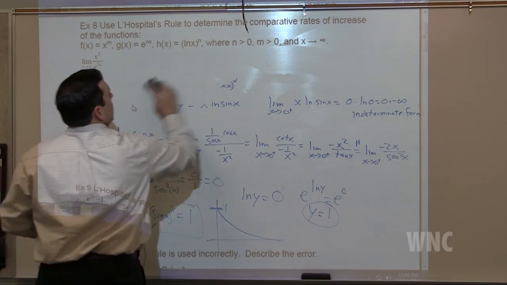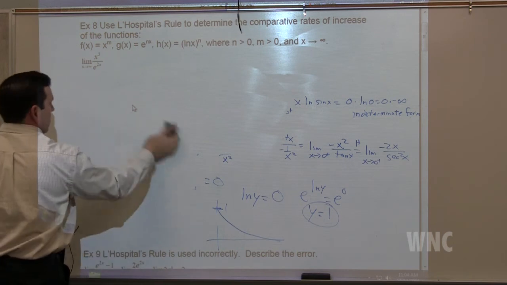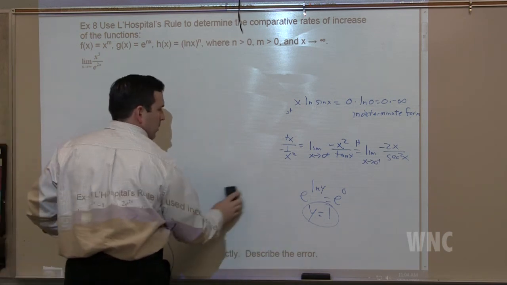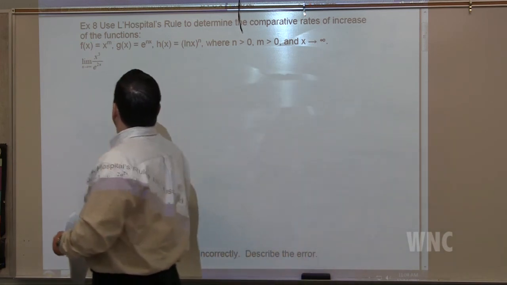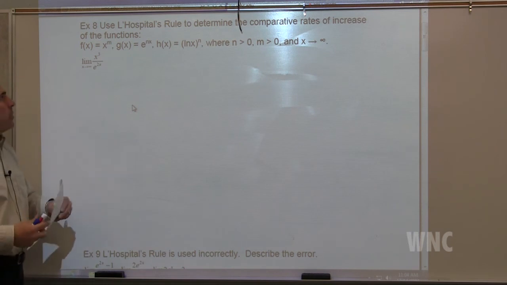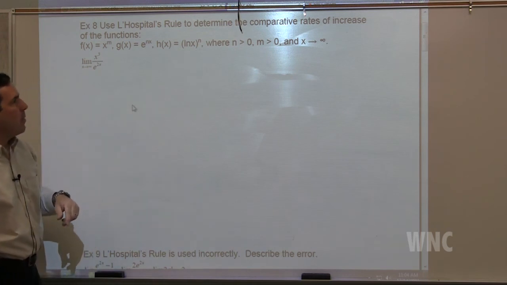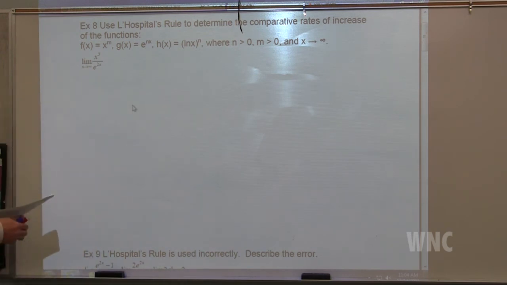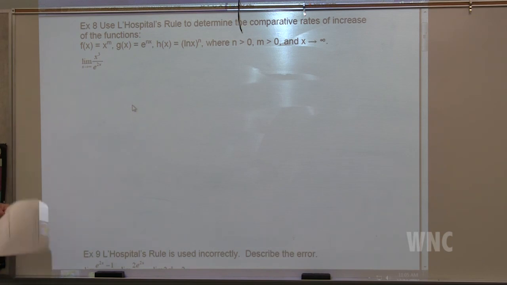So let's use L'Hopital's rule to determine the comparative rates of increase of the functions f of x equals x to the m, g of x equals e to the nx, h of x equals natural log of x to the n, where n is positive, m is positive, and x goes to infinity. So the one we're working with is the f and the g, where the limit as x goes to infinity of x cubed over e to the 2x. So which one's growing faster? Right now, put infinity in there, you have infinity over infinity.